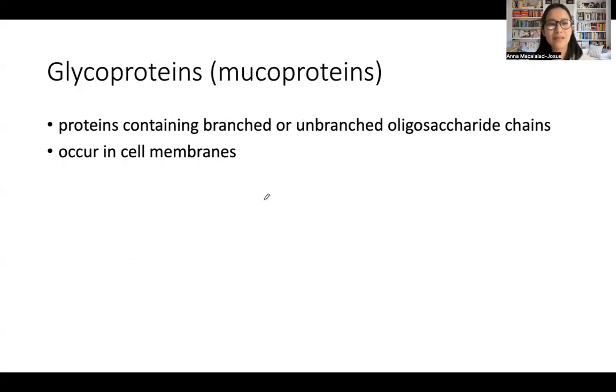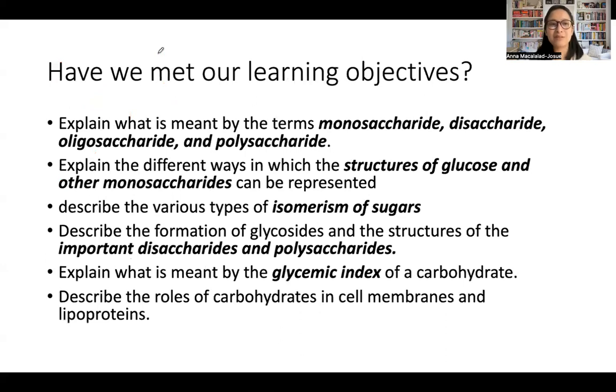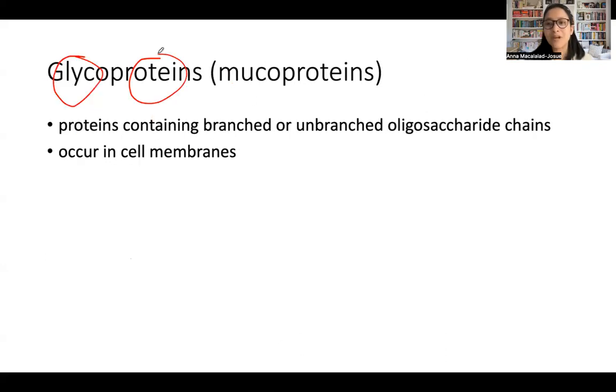Like here. Okay? And lastly, you have your glycoproteins. These are proteins containing branched or unbranched oligosaccharide chains. So the carbohydrate component and your protein component. And it mostly occurs in our own cell membranes. If you remember the structure of the cell membranes, there are big molecules sticking out. Those are your glycoproteins. So this will be the last carbohydrate of physiological importance that we will discuss.